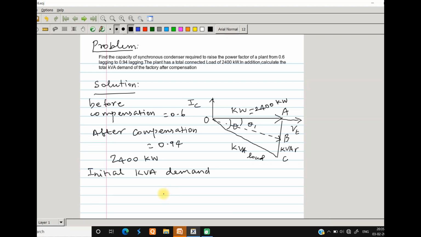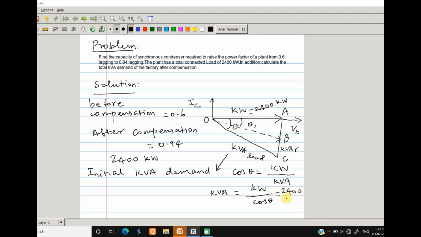of a factory can be found out from the kVA load which is given here. In order to find this, we will have the angle theta over here. From the relationship of cos theta, that is the power factor, we know that cos theta will be equal to kilowatt divided by kVA. So since we need to find kVA, we will have kilowatt divided by cos theta.